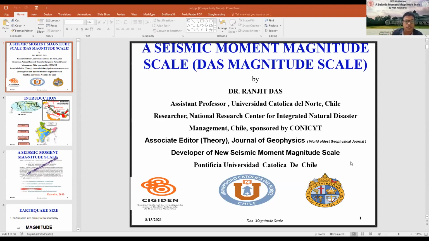Before introducing this scale, I will explain what is the importance of the scale and what is the basic background of the earthquake scales. As Professor Jaka already introduced, I am an assistant professor of Universidad Católica del Norte, also a researcher of the Disaster Management Center, which is conducted from Pontificia Universidad Católica de Chile. I am also an associate editor of Journal of Geophysics.